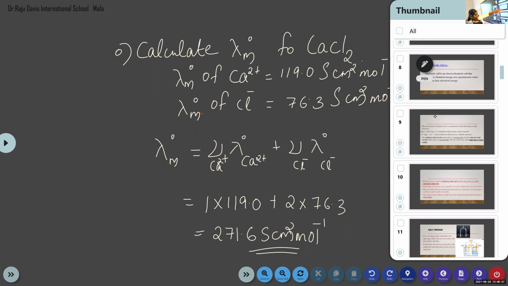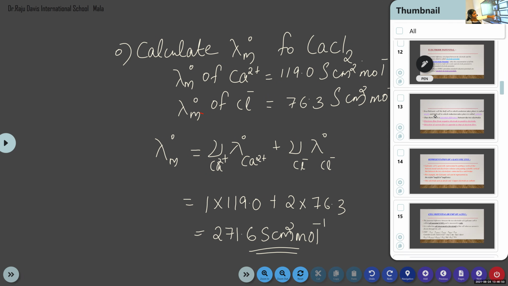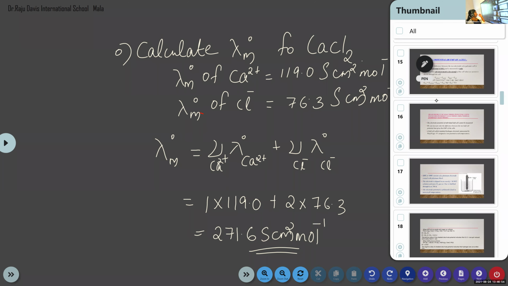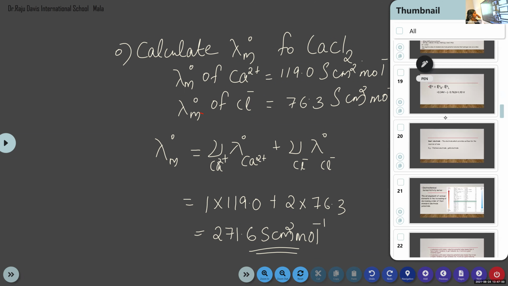Finished? So you can expect examples like this in your question paper also. And one more type of question from this Kohlrausch's law we can discuss in the next class.